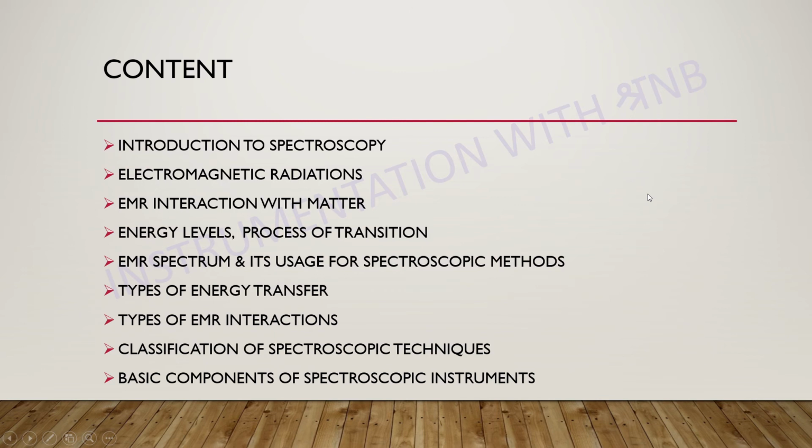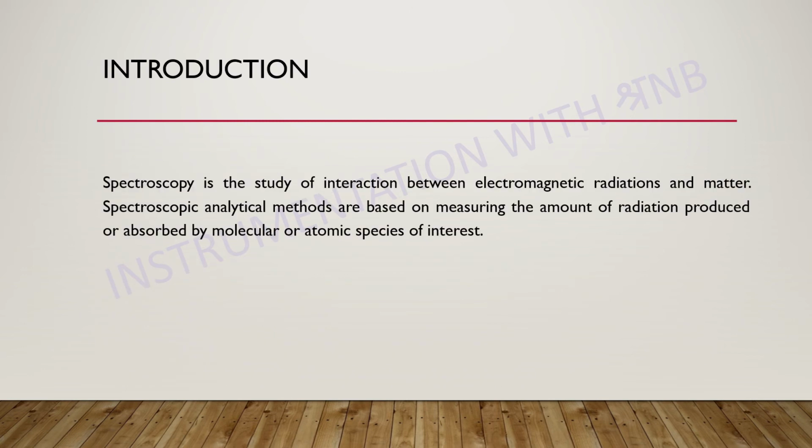Firstly, we will discuss what spectroscopy is. Spectroscopy is the study of interaction between electromagnetic radiations and matter. Spectroscopic analytical methods are based on measuring the amount of radiation produced or absorbed by molecular or atomic species of interest. Based on this, spectroscopy is divided into two: atomic spectroscopy, which involves atomic emission spectroscopy, atomic absorption spectroscopy, and molecular spectroscopy, which involves UV visible, FTIR, etc.